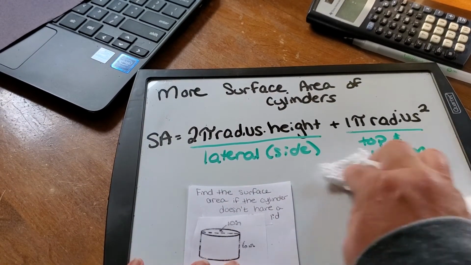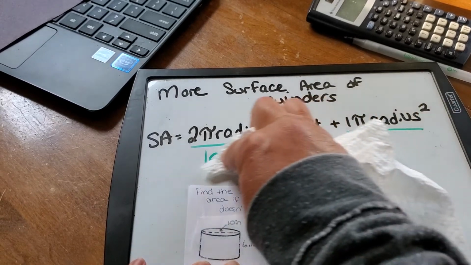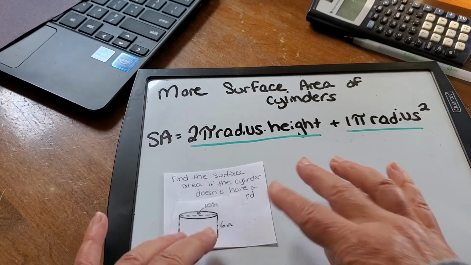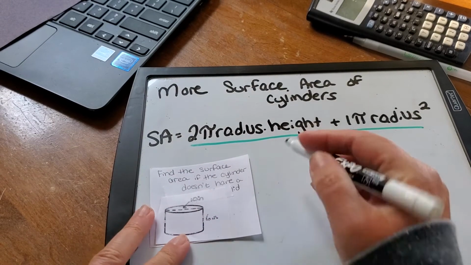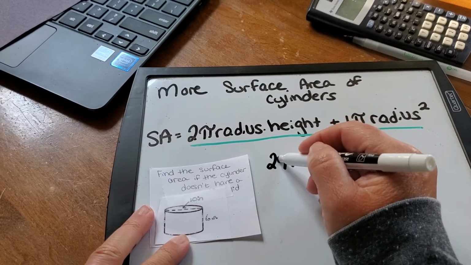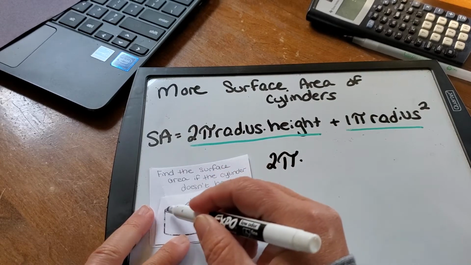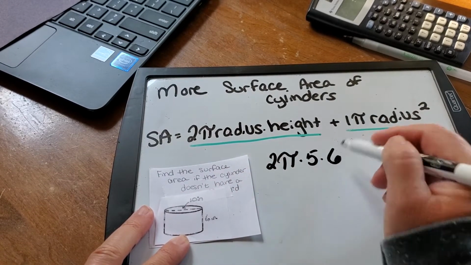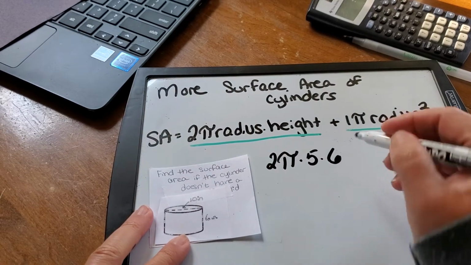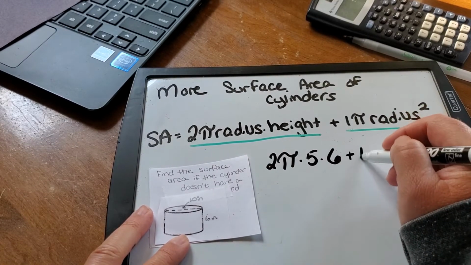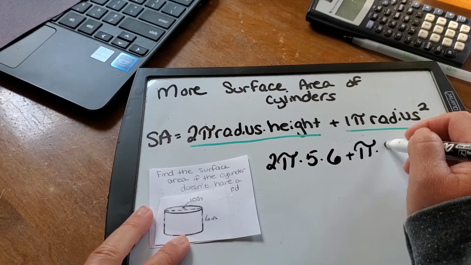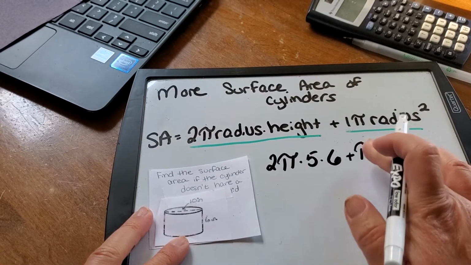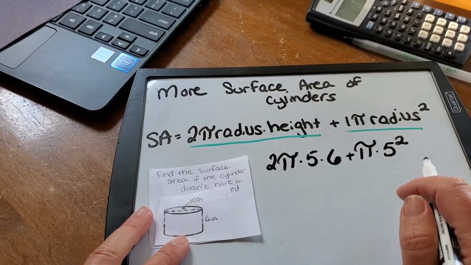So if this cylinder doesn't have a lid, we're still going to do 2 pi rh. So we're going to do 2 times pi times the radius, which is 5. Be careful, 10 is the diameter. Times the height, which is 6. Plus just 1 pi r squared, or I'm just going to write it as pi times 5 squared. You don't really need the 1 in there. That's just the one circle, the bottom circle.